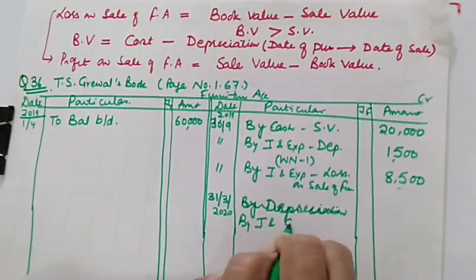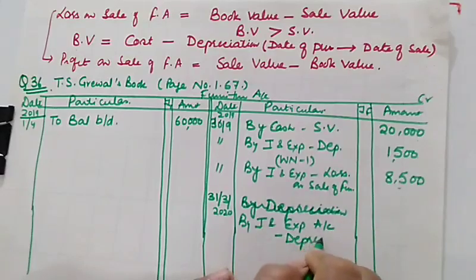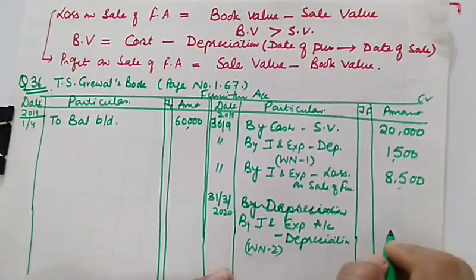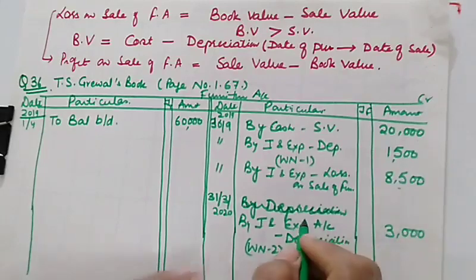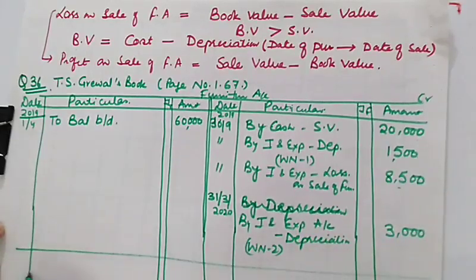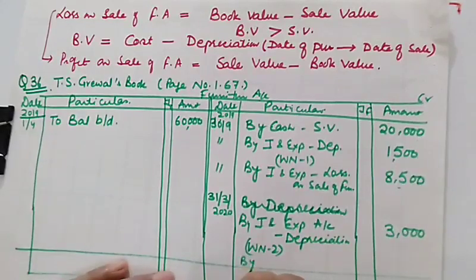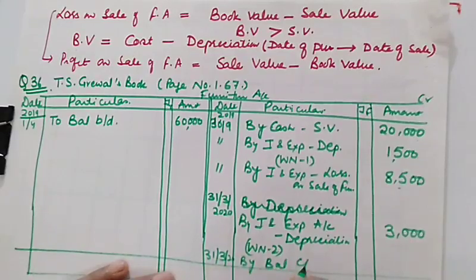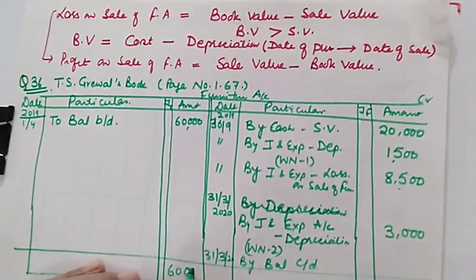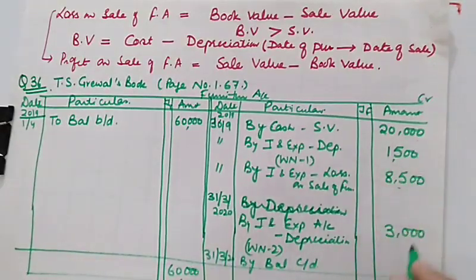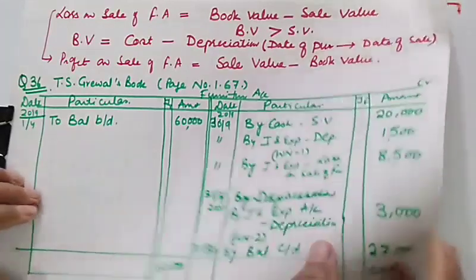By income and expenditure account, and in the bracket you can mention depreciation, refer to working note 2. So the depreciation is 3,000, and now you can easily calculate the balancing figure on 31st March 2020 by balance carried down. 60,000, and this 30 plus 3 is 33, so it is 27,000. So this is how the furniture account will be prepared.